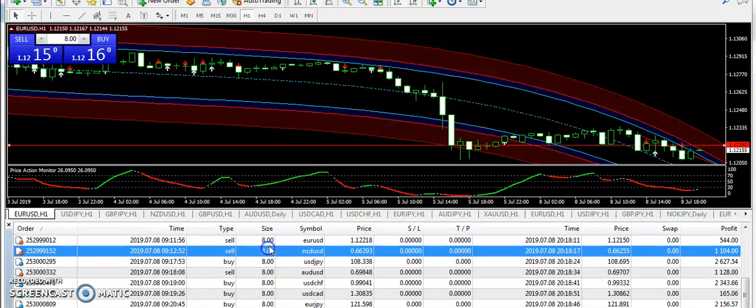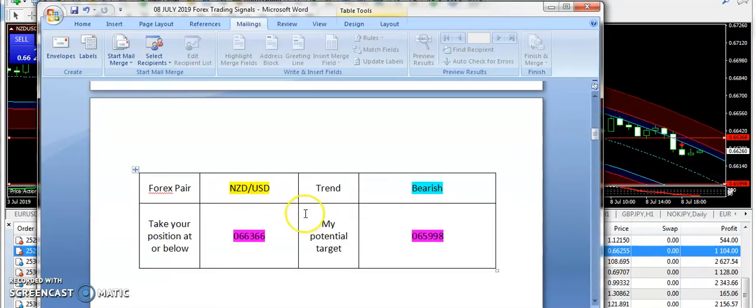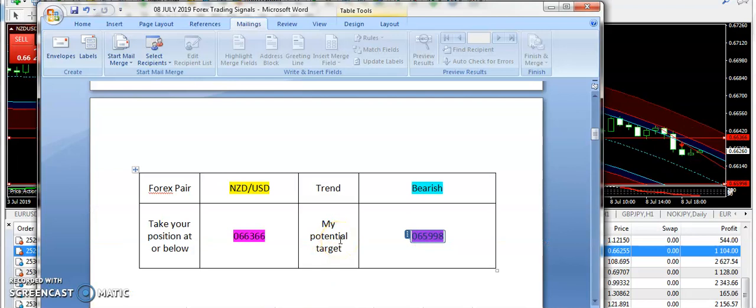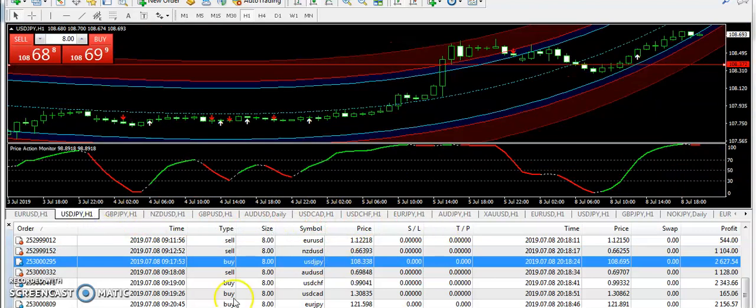Okay, now let's talk about another signal of the day, that's New Zealand USD. Now let's move towards the report. New Zealand USD with a bearish expectation from 0.66366, and 0.65998 is the target price. And guys, you can see that the level is already broken and New Zealand USD is making the downward pattern. From the overbought levels, from the red levels, it has received the rejection, and also the scalper is pointing us with the sell arrow in the form of a red arrow. So overall, the trend of the day for New Zealand USD is bearish.